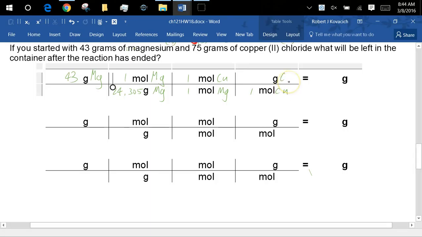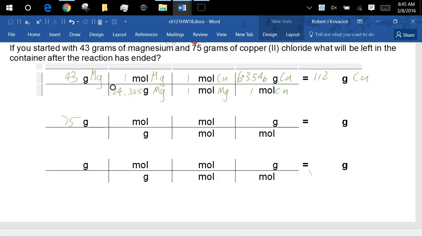So 1 mole of copper, 63.546 grams of copper. So I've got 43 divided by 24.305 times 63.546. So 112 grams of copper. Okay. So what do I know right now? That's how much copper would be created if you had enough CuCl2. So if I had enough copper 2 chloride and 43 grams of magnesium, I'd make 112 grams of pure copper. Correct.